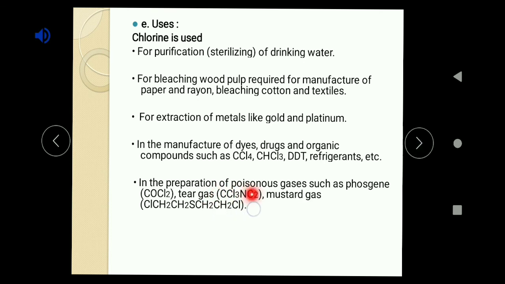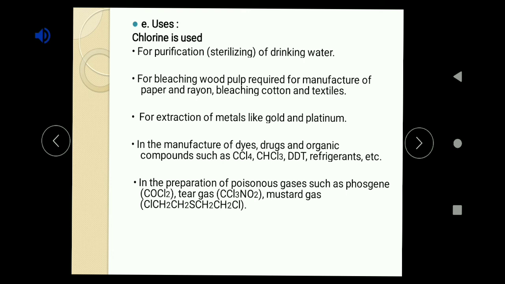It is also used for the preparation of some poisonous gases, such as phosgene, which is a poisonous gas, and tear gas. The formula is CCl3NO2. That is, carbon is connected to chlorine on three sides and one side is attached with NO2. This is tear gas. Again, mustard gas is used in explosive material. So these are the uses of chlorine. So in today's session, we learned about chlorine, its methods of preparation, physical properties, chemical properties, and uses.